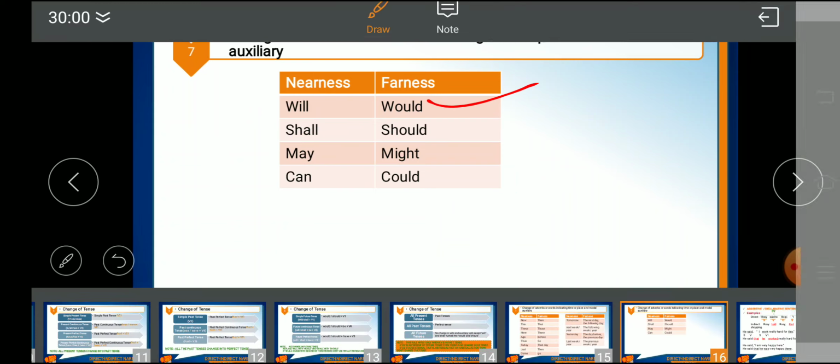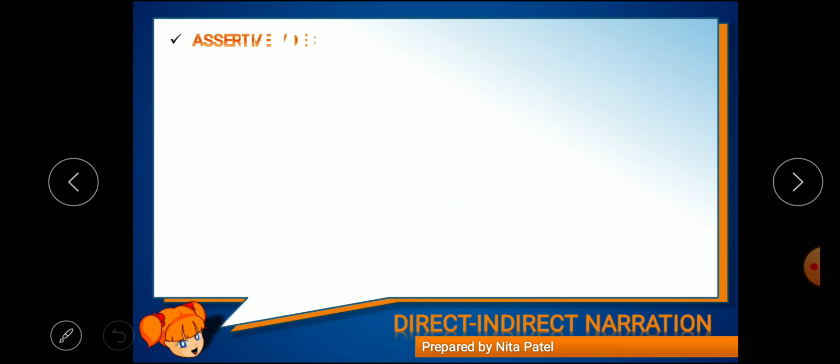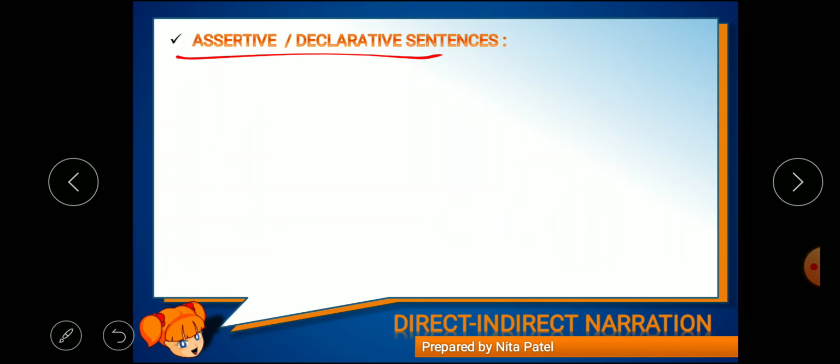So these are the seven important steps that we have to keep in our mind. Now we will start today's lecture with assertive or declarative sentences, right? Assertive or declarative sentences. So we will learn these sentences today. An example is given here.